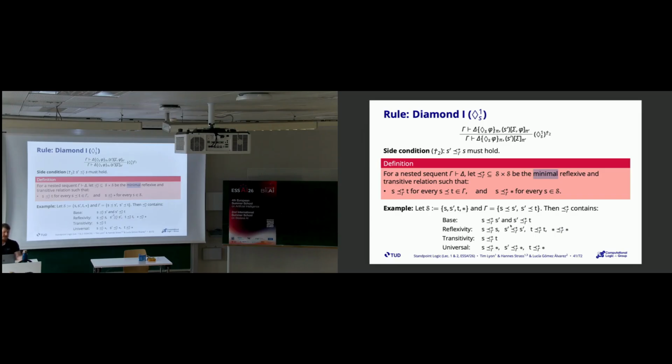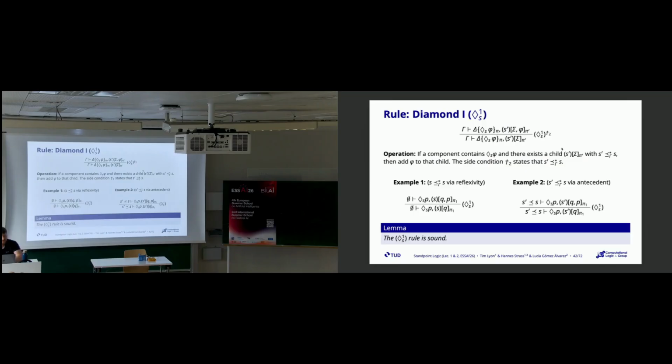And whenever you apply the diamond rule in the proof, and also the next diamond rule that we'll discuss, you always need to compute this relation to make sure that the rule application is sound, to make sure that this S tagging the diamond and this S prime tagging the nesting stand in this relation to one another.